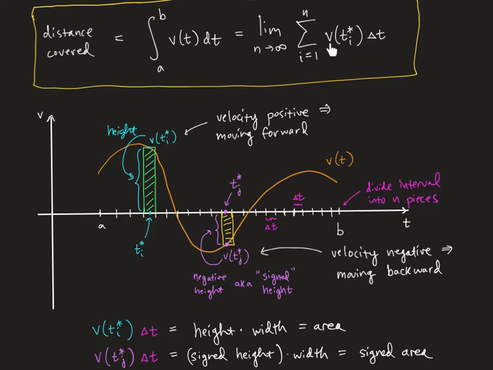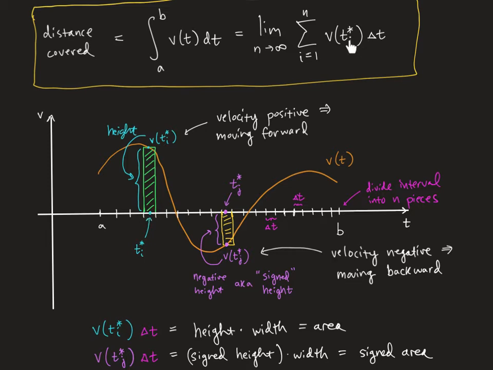Right? So if we look at the velocity times the delta t for this particular rectangle, what we get is signed height times width, or signed area of this rectangle. Okay, so basically signed area of a rectangle means we count the rectangle's area as positive if the rectangle is above the x-axis, or t-axis in this case, and negative if it's below the t-axis. Okay, so basically for each of these rectangles, the velocity times delta t is the signed area of the rectangle that quantity is recording.